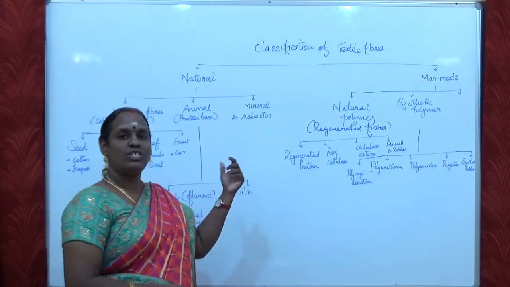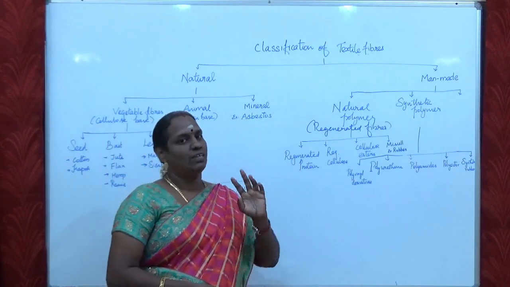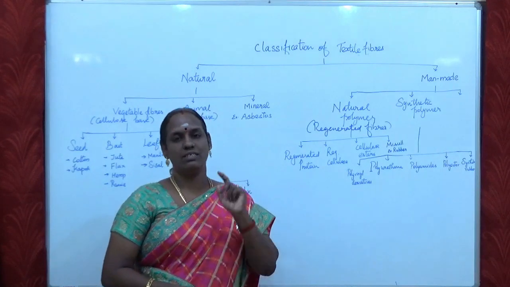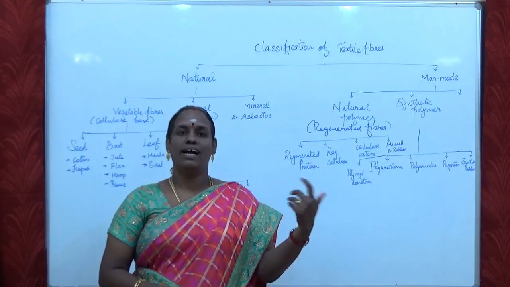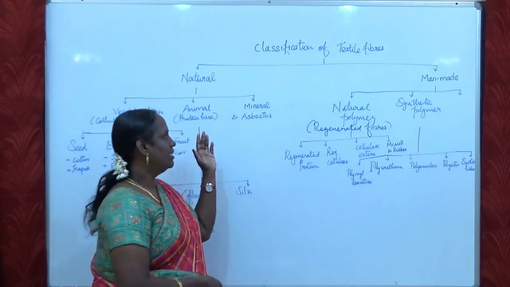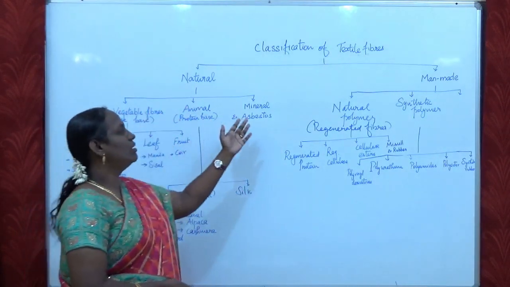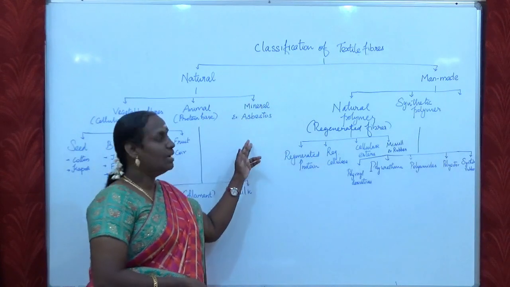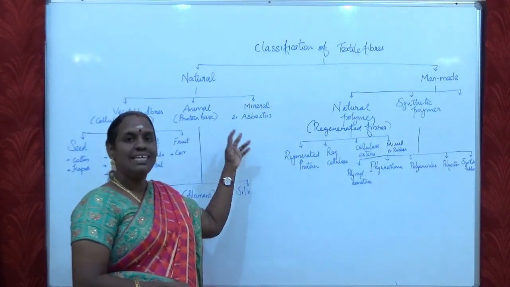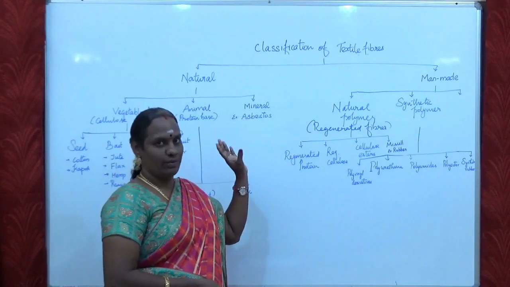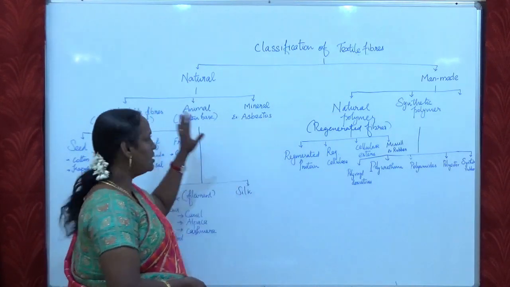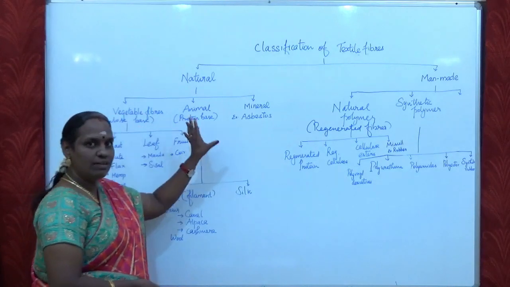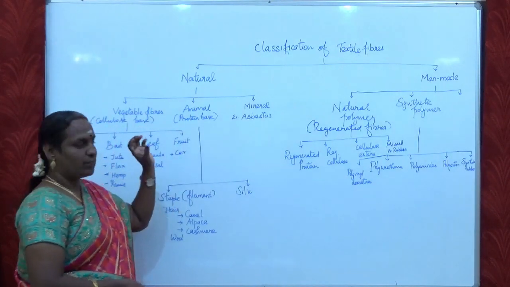The natural fibers are classified into two broad categories: one is plant fiber and another one is animal fiber. Here I have added one more type, that is mineral fiber. But this mineral fiber is the least available fiber. So the main classification of natural fiber is only vegetable fiber and animal fiber.